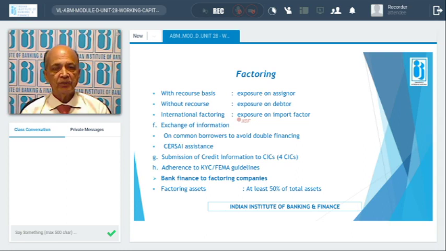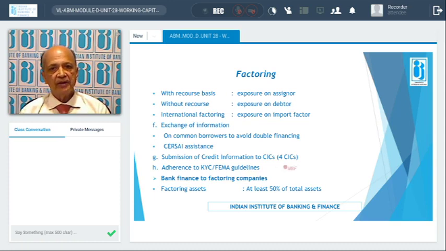Then CERSAI: as per CERSAI, any charge, whether it is a mortgage charge, a hypothecation charge, or a charge on intangibles, and all the non-fund based also, all the charges are to be registered with CERSAI. That will also take care of any double financing, where finance on the same security has been considered by any other institution. So CERSAI assistance can be taken.